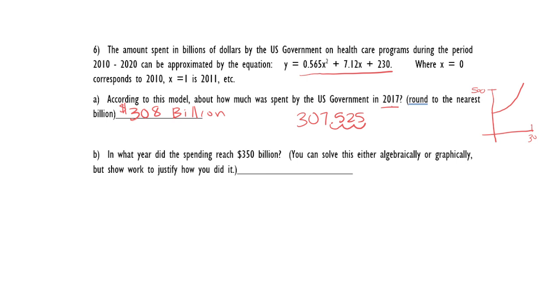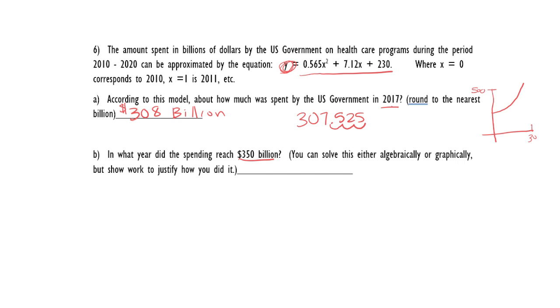In what year did the spending reach 350 billion? So this is actually a Y value, not an X value, because this would be what Y equals. It would equal 350. Now, this is not factorable, so the option would be to try to do quadratic formula with that. All right, I would rather graph it. So I'm going to go to my Y equal, and in Y2, I'm going to put what I want Y to equal. I want it to equal 350. So in Y2, I put 350.